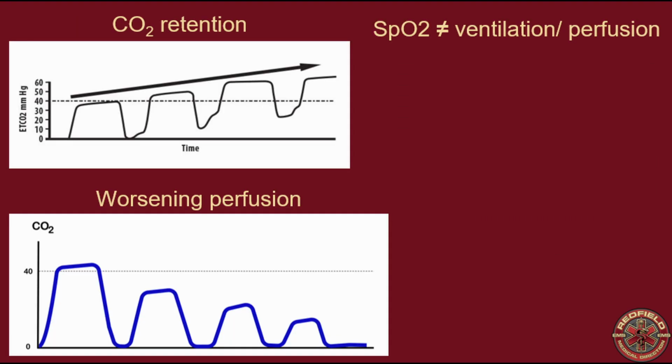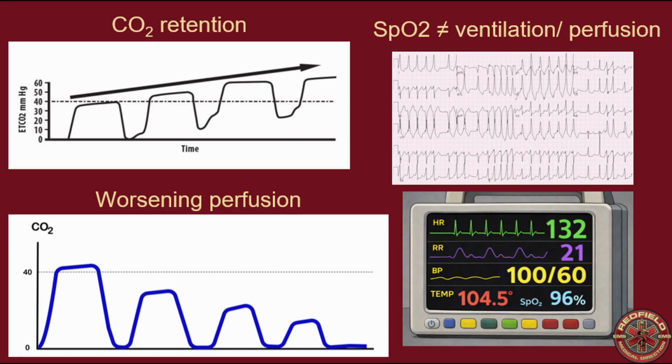This is where end-tidal CO2 becomes critical. End-tidal CO2 tells you in real time whether ventilation is actually working. A rising end-tidal in an altered patient should immediately make you think hypoventilation and CO2 retention. A sudden drop in end-tidal should make you worried about worsening perfusion and impending shock. Pulse oximetry tells you about oxygen saturation. Capnography tells you about ventilation and perfusion. They are not interchangeable.